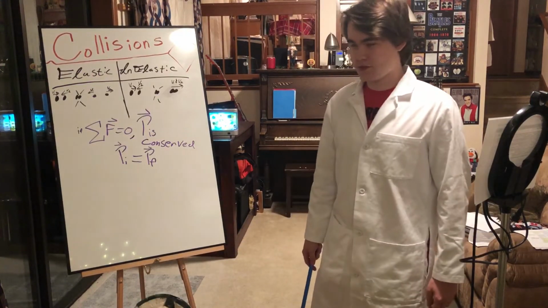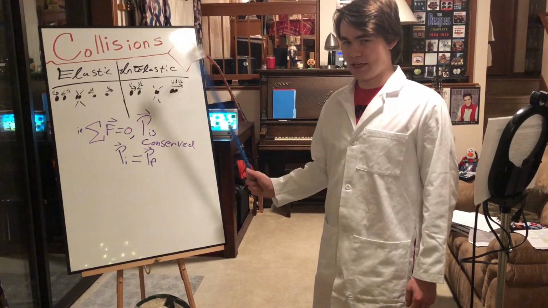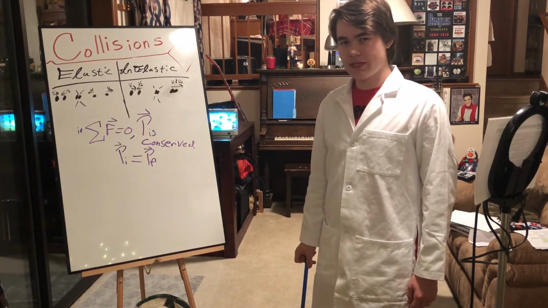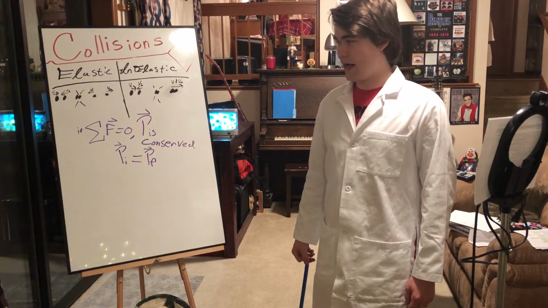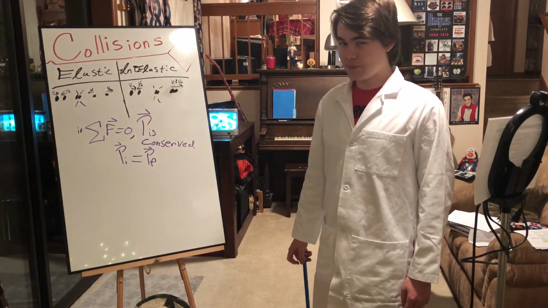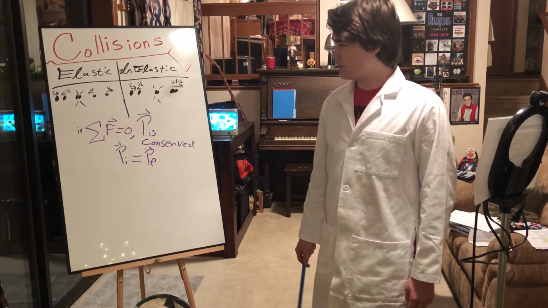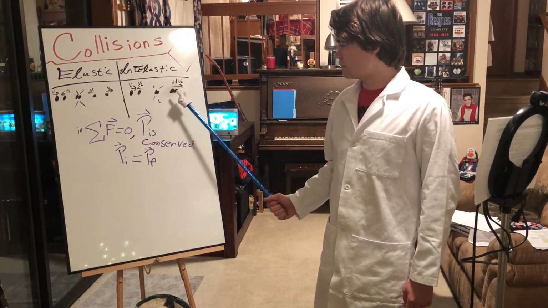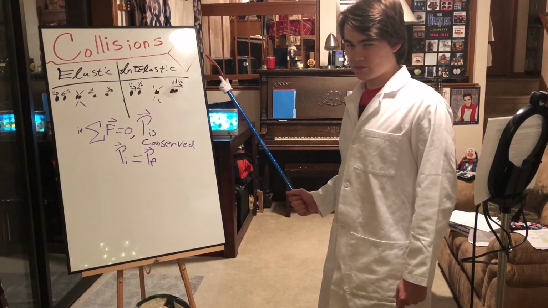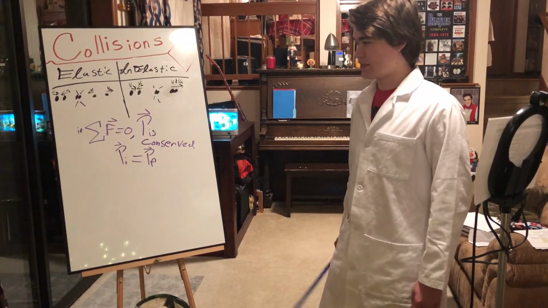The two types of collisions we have are elastic and inelastic. In an elastic collision, the objects bounce away from each other after the collision. They don't have to be going opposite ways, but oftentimes they are. In an inelastic collision, the objects stick together and they continue moving together with the same velocity after the collision.